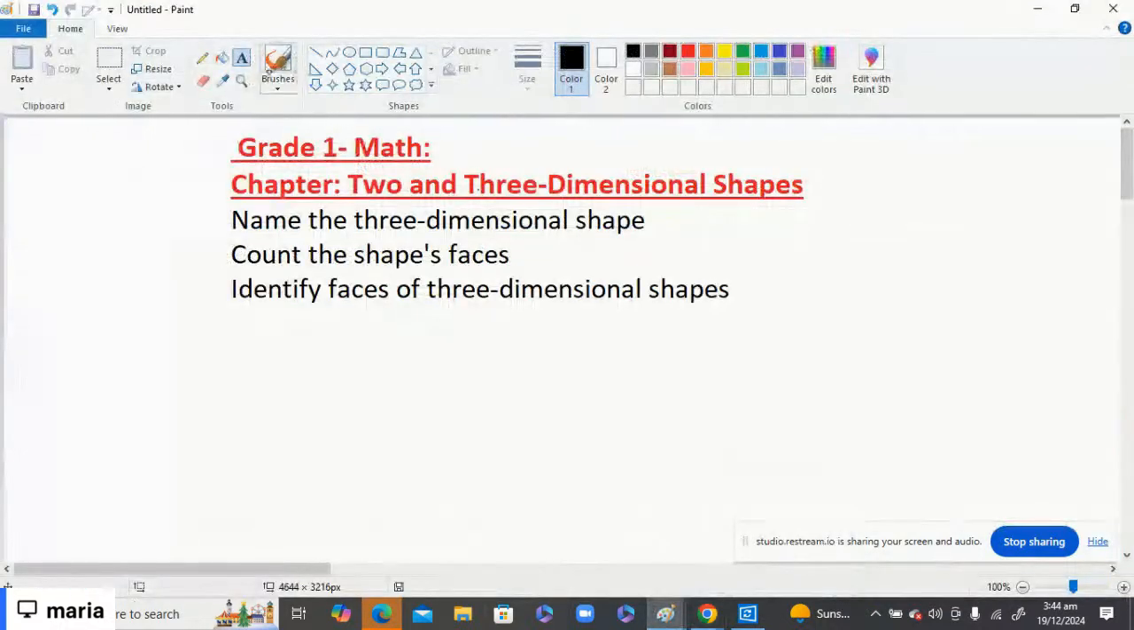So today we discussed grade 1 maths. The chapter we discussed today is the previous chapter 2 and then chapter 3, which is 2 and 3 dimensional shapes. And here is the list of the lessons we covered today. Name the three-dimensional shapes, count the shapes' faces, identify the face of the three-dimensional shapes.